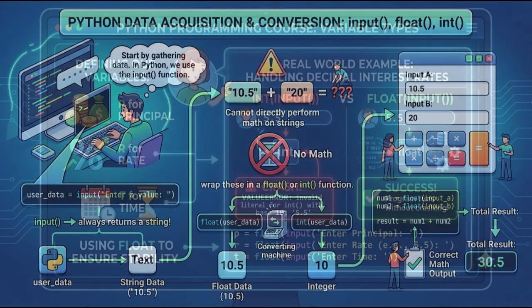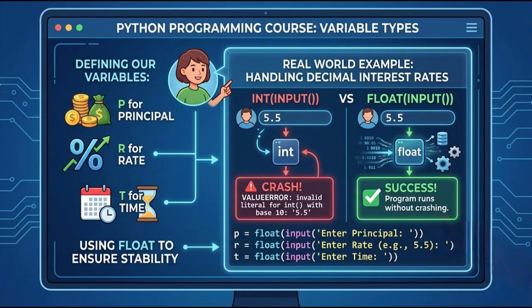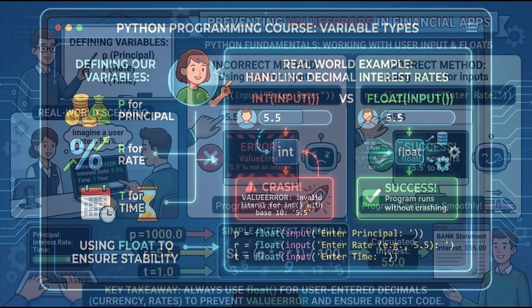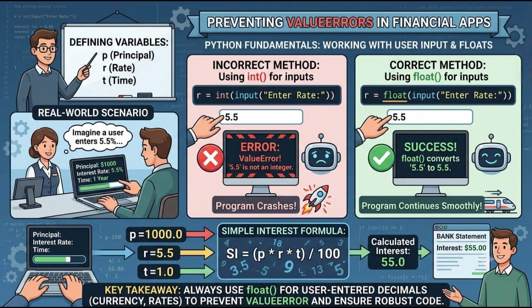Let's define our variables: p for principal, r for rate, and t for time. Using float ensures that if a user enters a decimal, like 5.5% interest, our program doesn't crash with a value error. Now the calculation. Python follows standard PEMDAS rules.